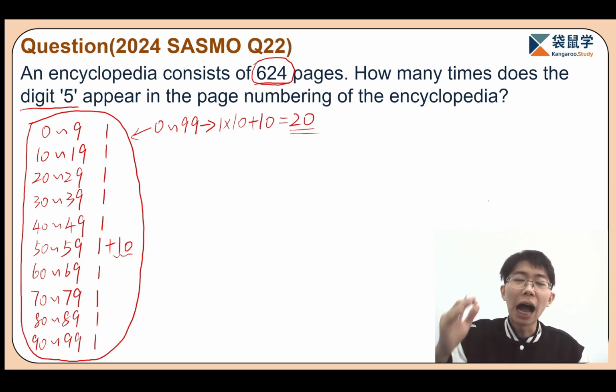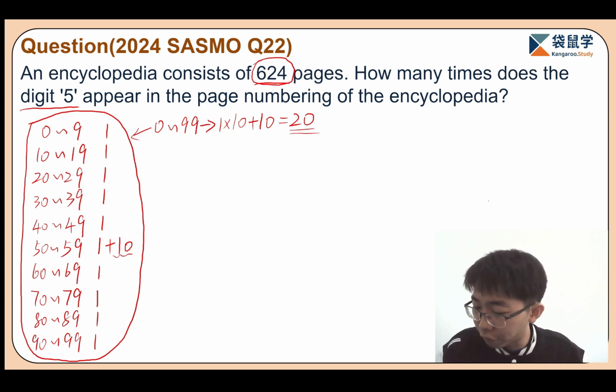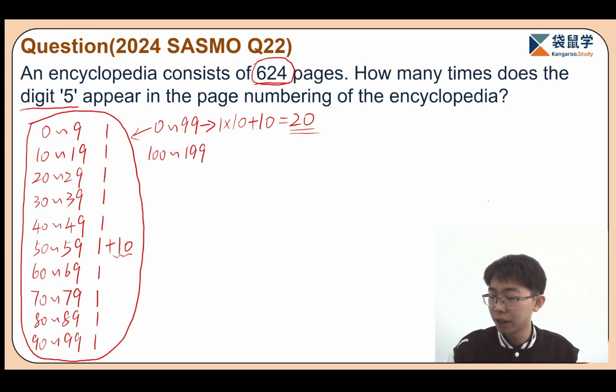But this time, how many numbers do you want to put in the group? Of course, we can put 10 numbers in a group as we see here. But to reach 624, if you put 10 numbers in a group and check, it'll be very time consuming also. So how about this time, we make our group larger into a group of 100 page numbers. So the next group of 100 pages should be from 100 all the way to 199.